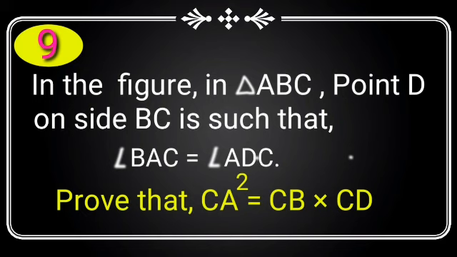Example number 9. In the figure, in triangle ABC, point D on side BC is such that angle BAC and angle ADC are equal. Prove that CA square is equal to CB into CD. We have to prove this.